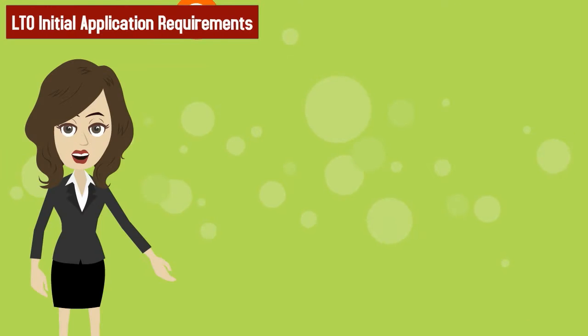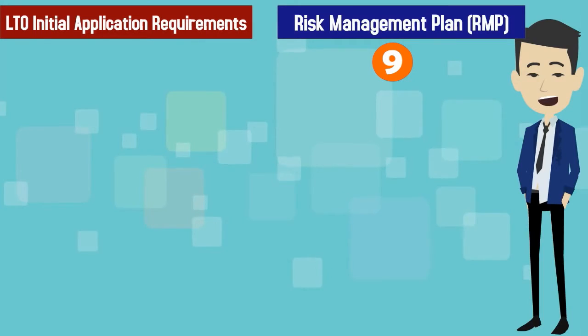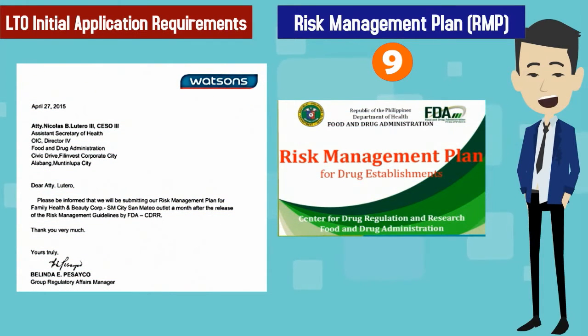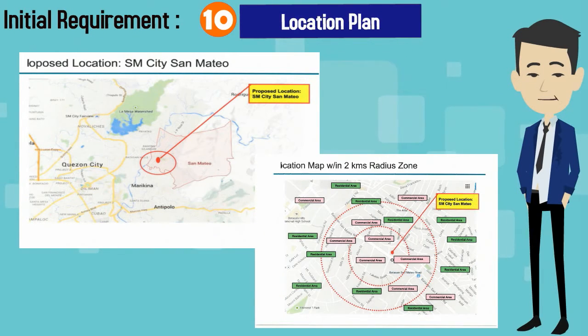8th initial requirement is the promissory letter for licensing seminar certificate of the pharmacist, otherwise known as AO34. The 9th requirement is the Risk Management Plan or RMP. It is designed to identify, characterize, prevent or minimize risks relating to medicinal products. 10th requirement is the Location Plan. This is a sketch of the location of the establishment that indicates clear directions with identified landmarks.